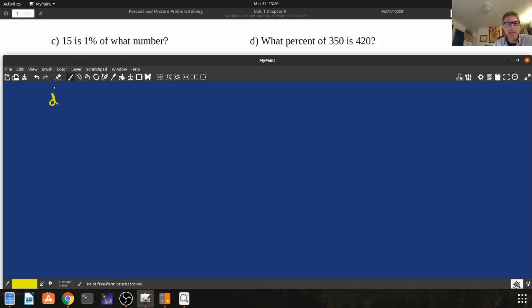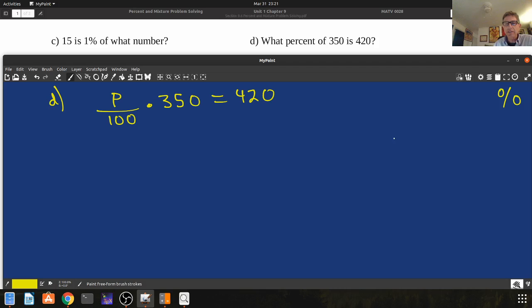So number D is what percent of, so what percent is P over 100? And here's the thing, when I do it that way, my P will actually be a percent. So once I'm finished, the number I get, I can just put a percentage sign on it and I'm done. So P over 100, so what percent of 350 times 350 is equal to 420.